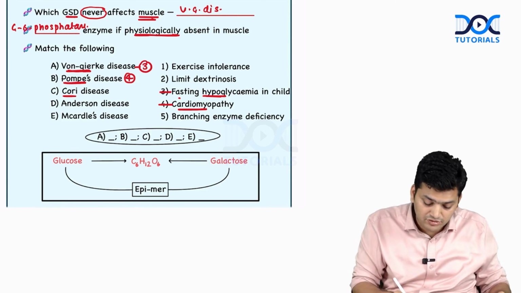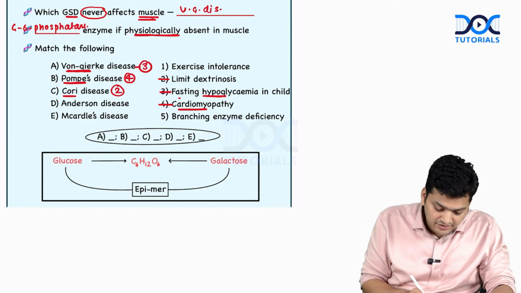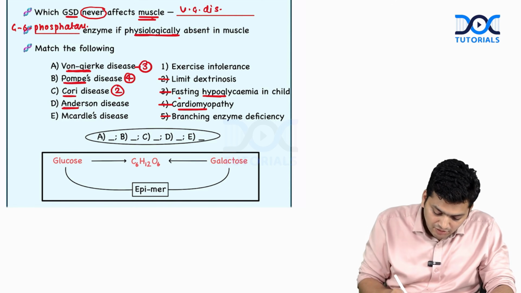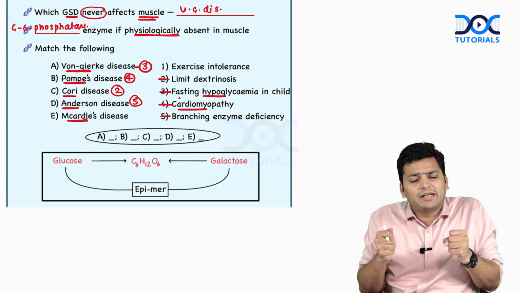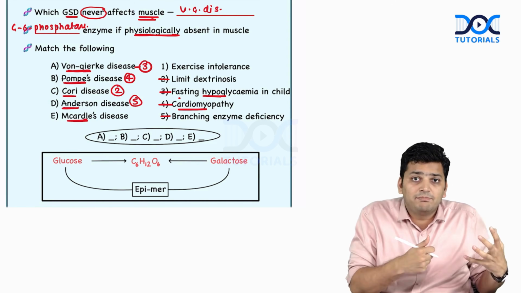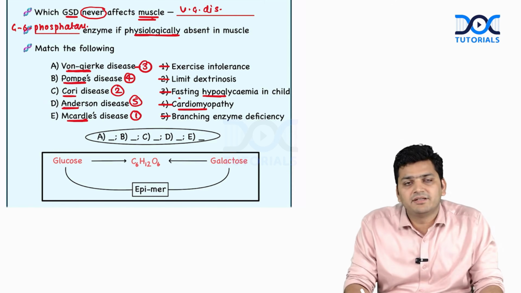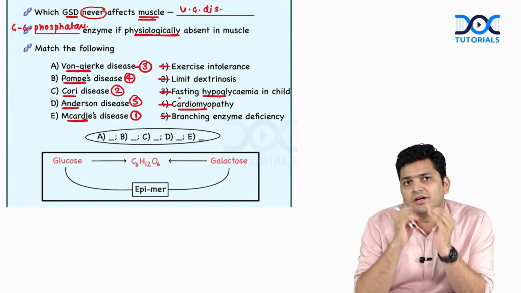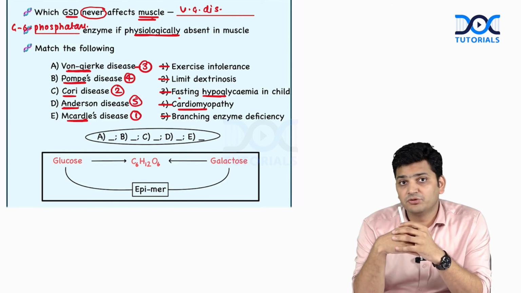Deficiency of debranching enzyme. What is going to accumulate? The limit dextrin, also called limit dextrinosis. Anderson, it is due to deficiency of the branching enzyme. McArdle, the patient can't do muscle activity, right? The muscle activity followed by pain, followed by dark urine. Do you remember, Rakesh? Yes, that is McArdle disease. So this is all about glycogen metabolism, how the glycogen is made and how the glycogen is utilized.